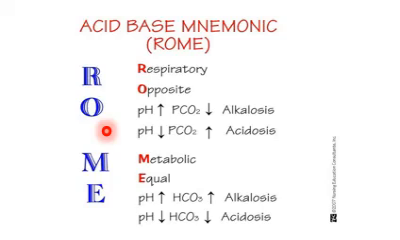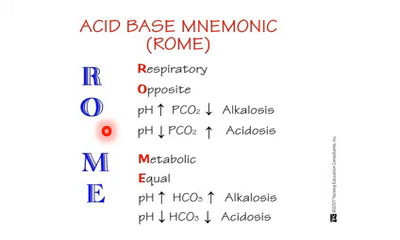So this is a good mnemonic to remember what happens in acid-base disorders. ROME, R for respiratory, and in respiratory conditions you find that it is opposite. That is, in case of alkalosis, pH is increased, but PCO2 is the opposite, it gets decreased. In respiratory acidosis, pH is decreased, but the opposite occurs to PCO2, it is increased.